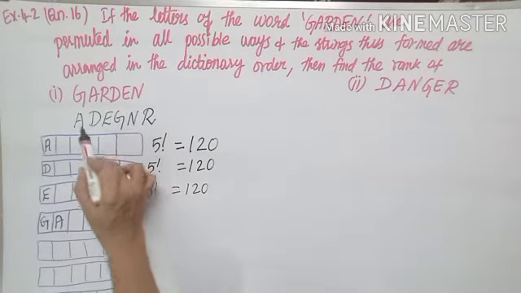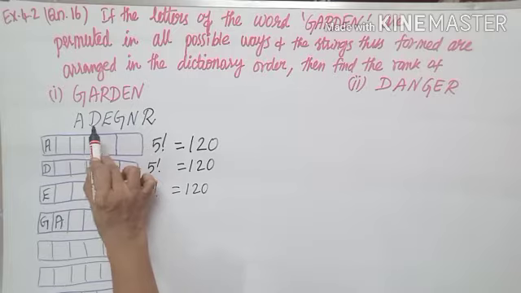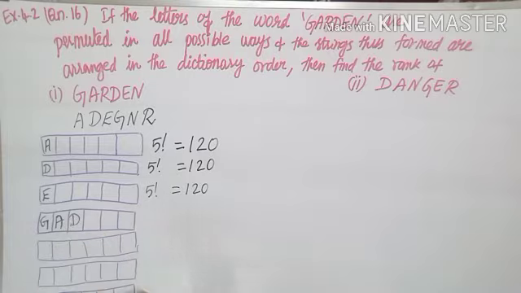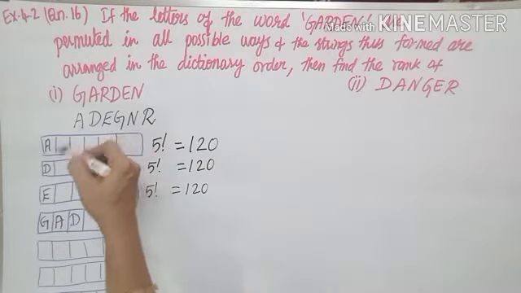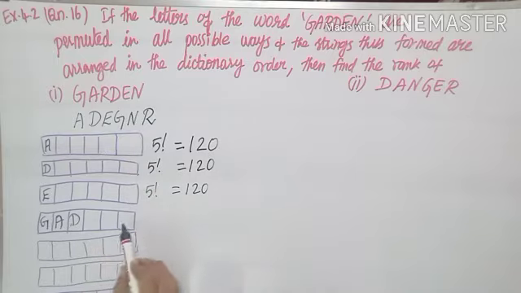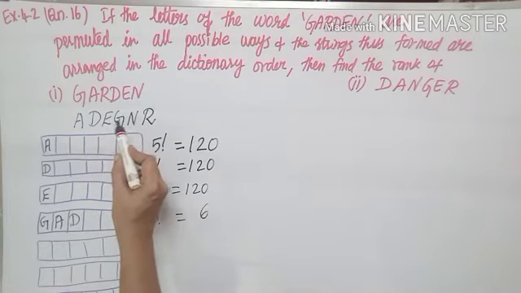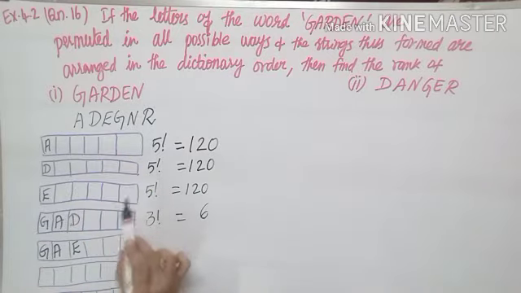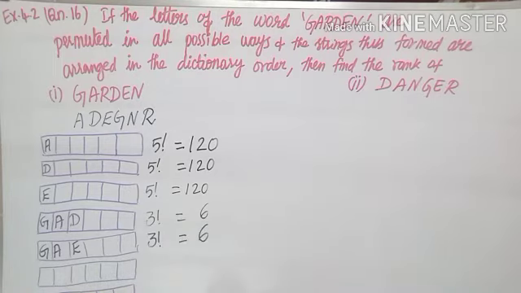Then G is over, A is over. The next letter D will come. But in my question D is not coming. So if G, A, D comes, the remaining 3 letters in the 3 boxes, 3 factorial ways, 1 into 2 into 3, that is 6. G, A, D over, the next is G, A, E. My question is not having G, A, E. So the remaining 3 boxes, 3 factorial ways, that is 6.